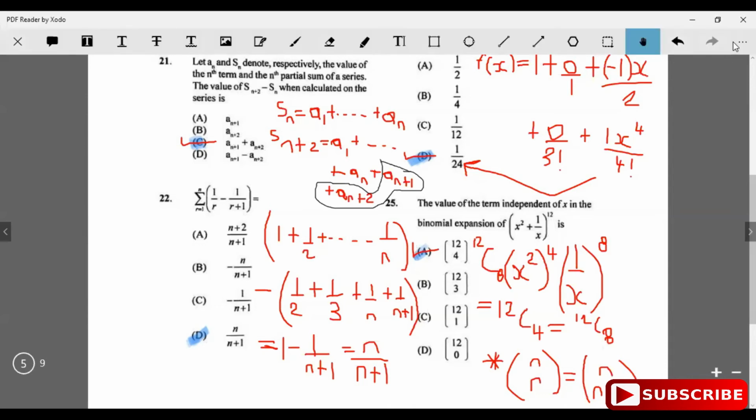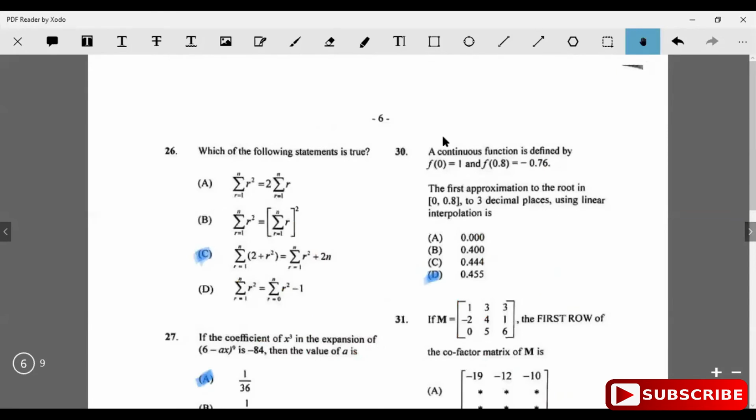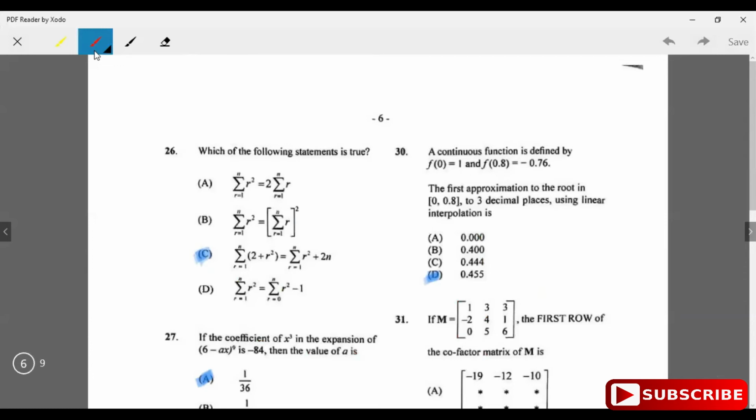So far, everything is a repeat question. There's nothing new from 2018 so far. All right. Which of the following statements is true?